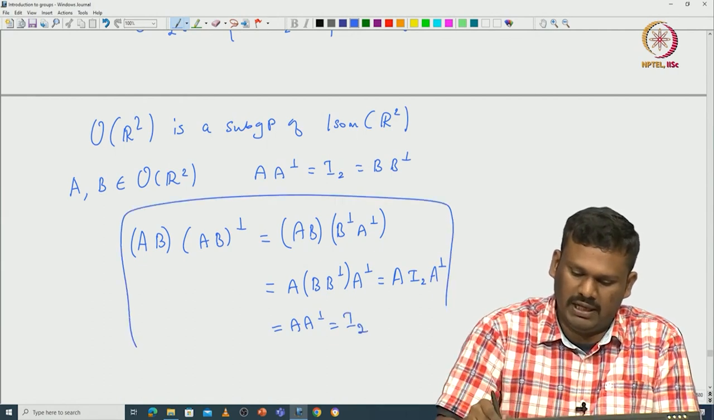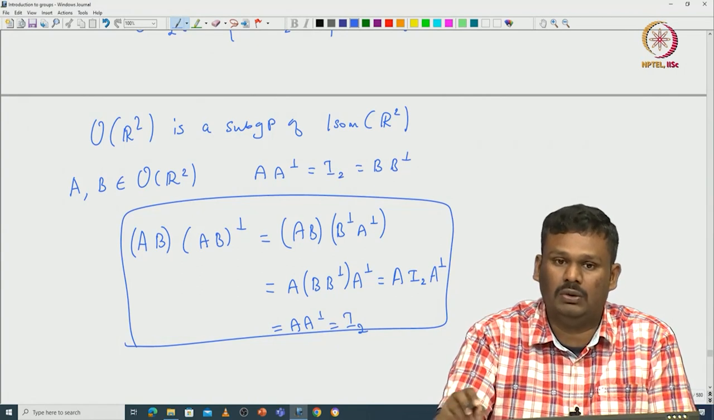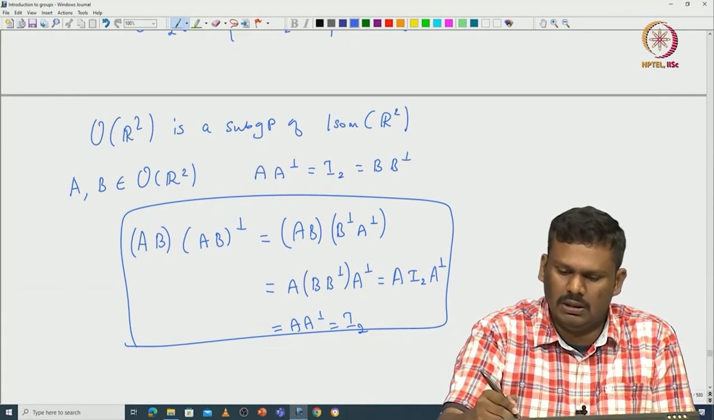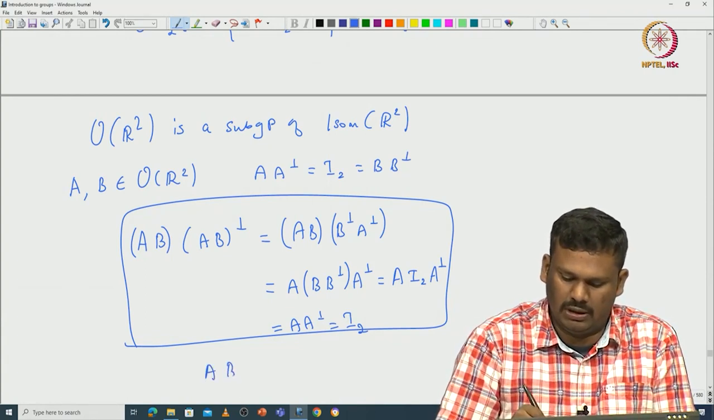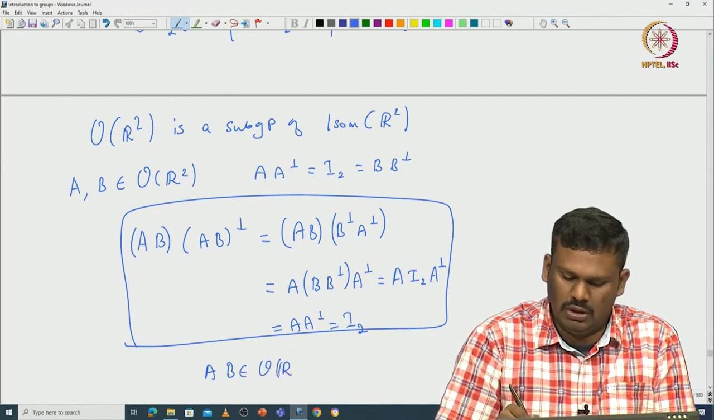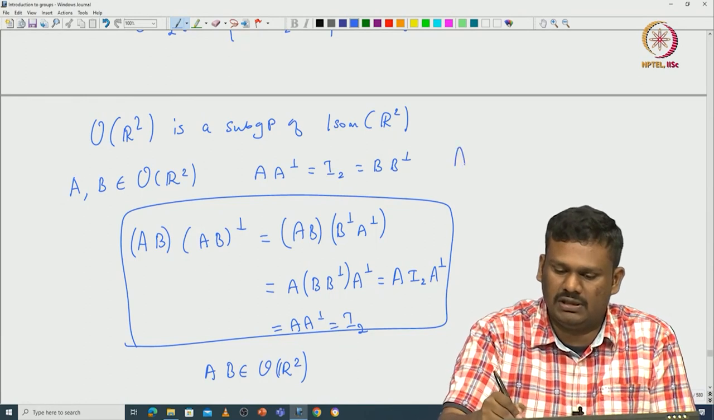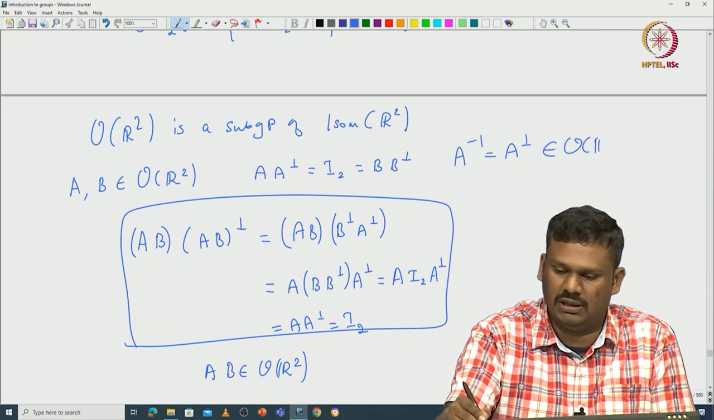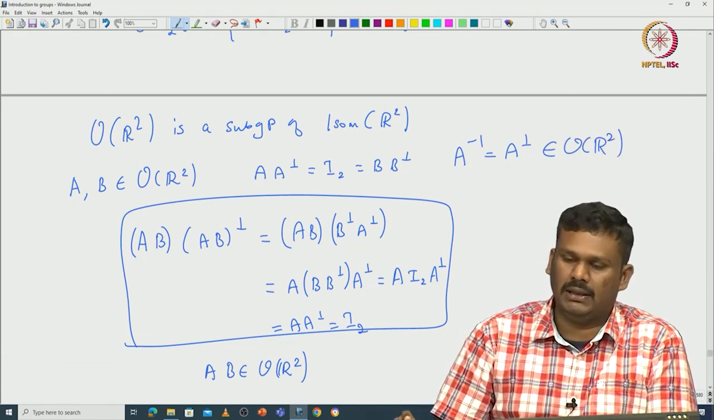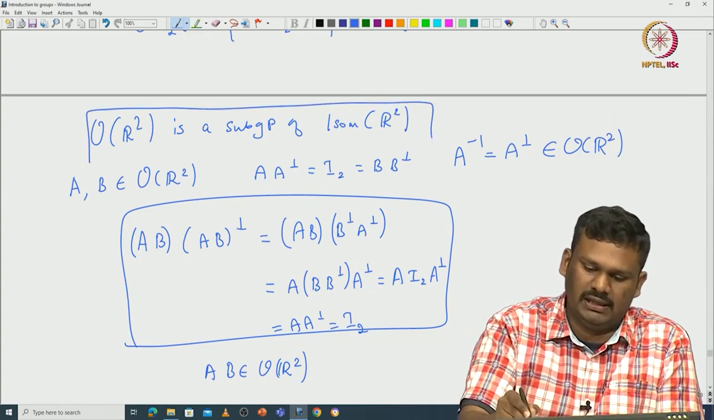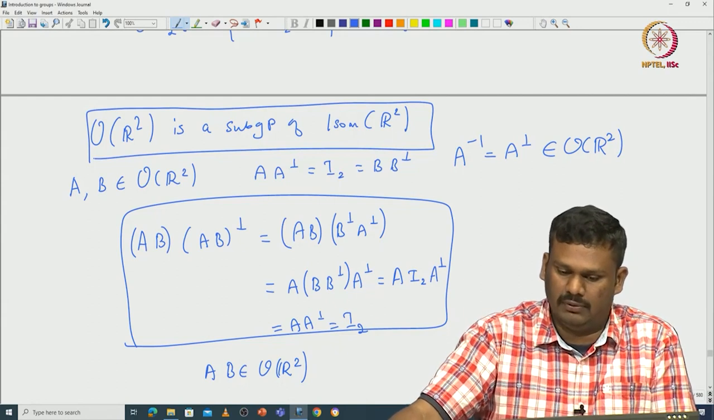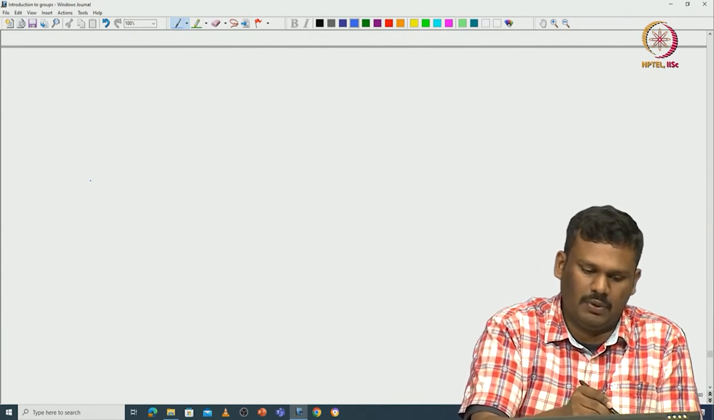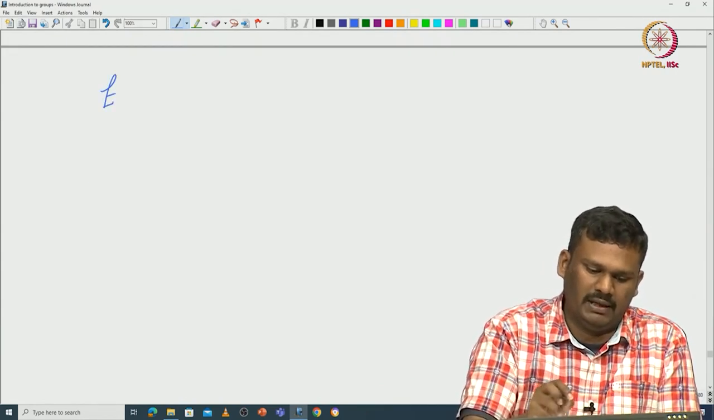So, this proves that when you take two elements A, B from O(R2), the product AB should also be in O(R2). Now it is not hard to see A inverse must be A transpose, and that also satisfies the condition for this orthogonal matrix. That means this O(R2) is indeed a subgroup of the isometries of R2.